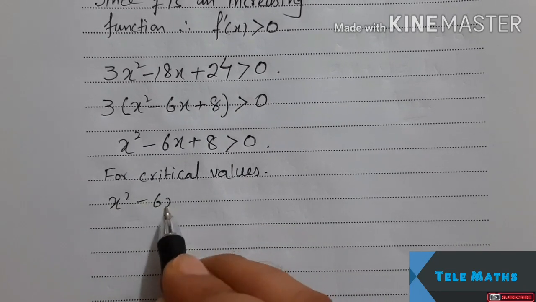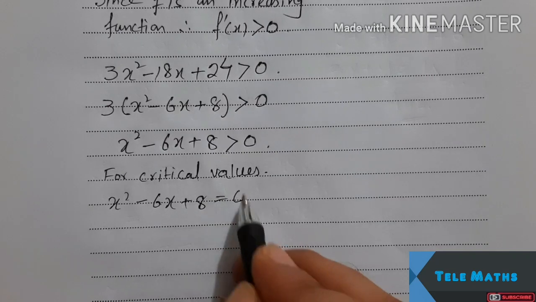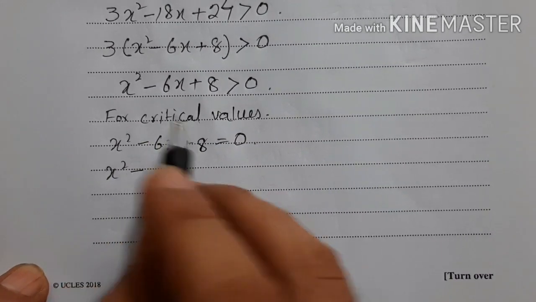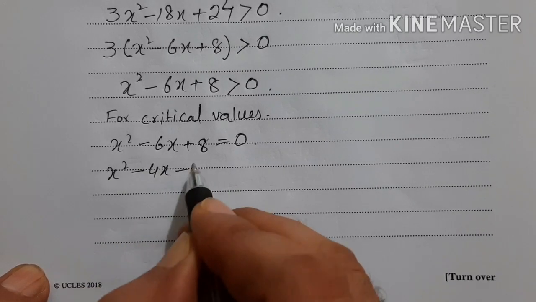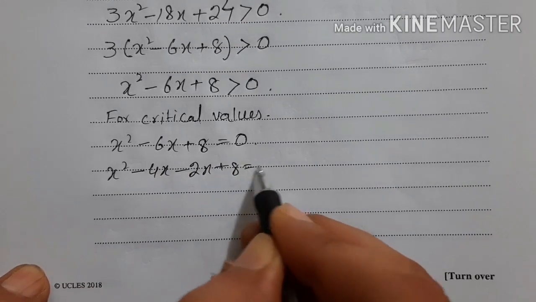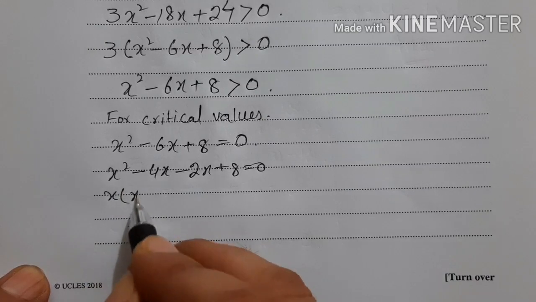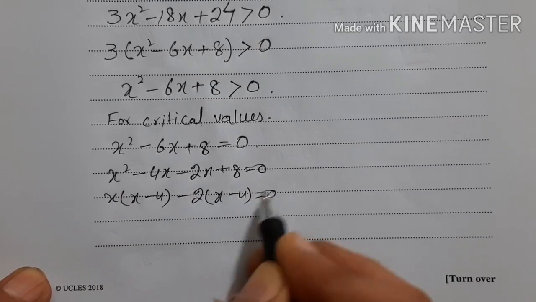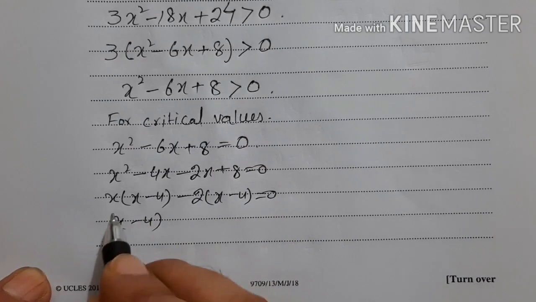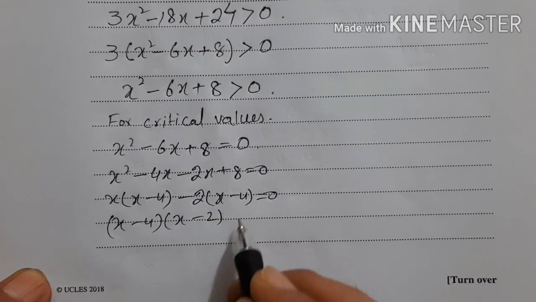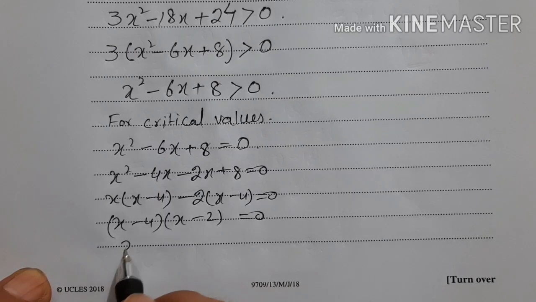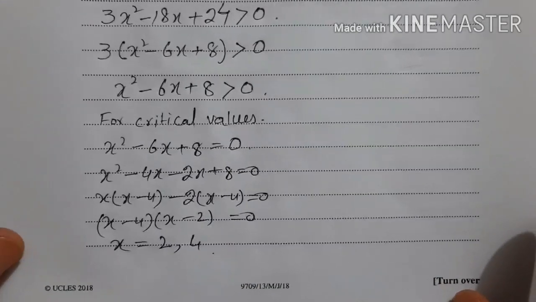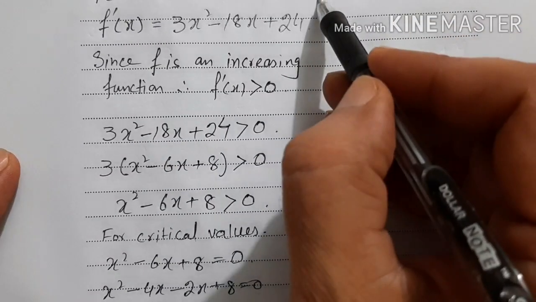X square minus 6x plus 8 is equal to 0. Solve it by middle term break method. X square minus 4x minus 2x plus 8 is equal to 0. X common x minus 4 minus 2 common x minus 4 is equal to 0. X minus 4 common x minus 2 is equal to 0. So I get x is equal to 2 and 4. These are the two critical values.